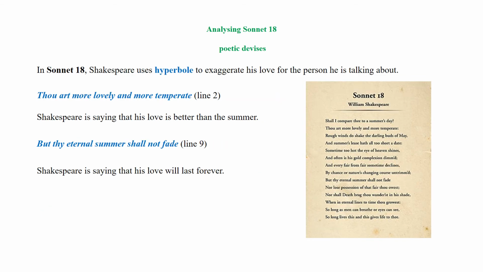Poetic Devices. In Sonnet 18, Shakespeare uses hyperbole to exaggerate his love for the person he is talking about. Thou art more lovely and more temperate. Shakespeare is saying that his love is better than the summer. But thy eternal summer shall not fade. Shakespeare is saying that his love will last forever.